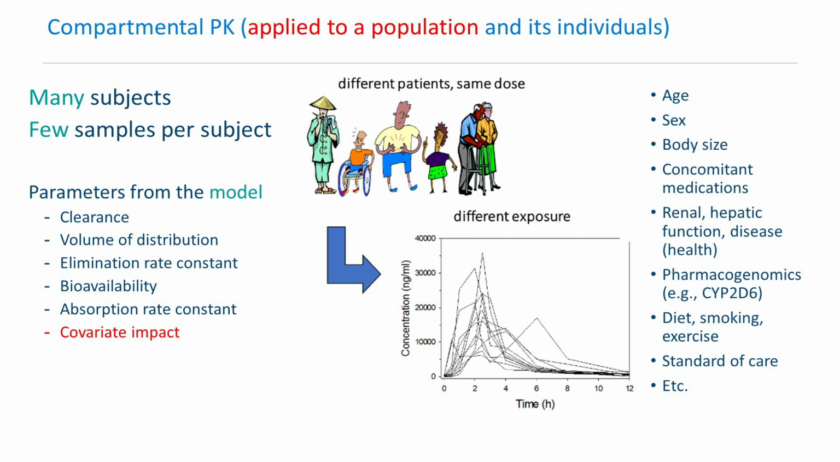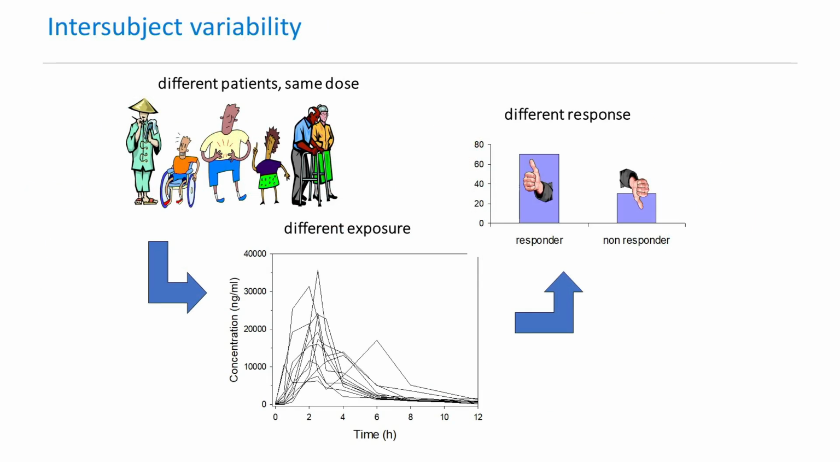Some of these things we can measure, some of these things we can't. But why this is important is that different exposure can beget different responses. So it's really up to us to be able to quantify why patients have different exposures, and if they are so different, do we need to modify the dose? And ultimately, that is the ultimate question that we have to try to answer.